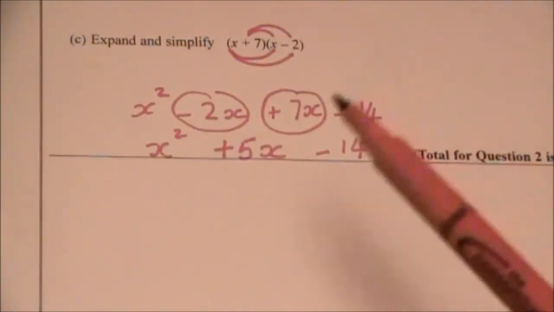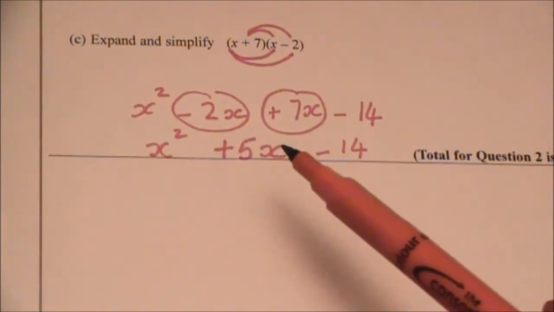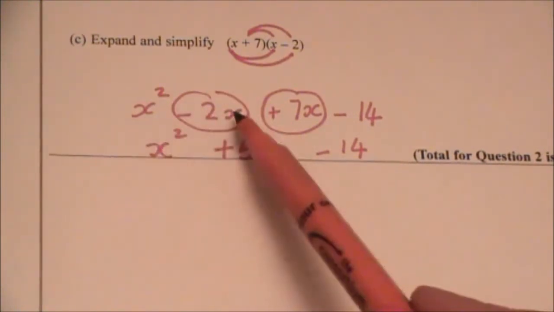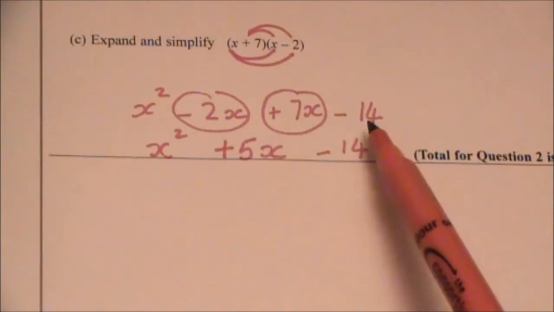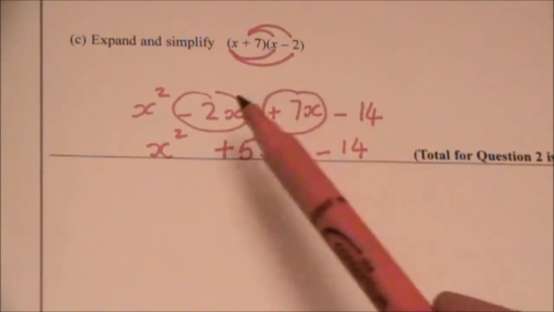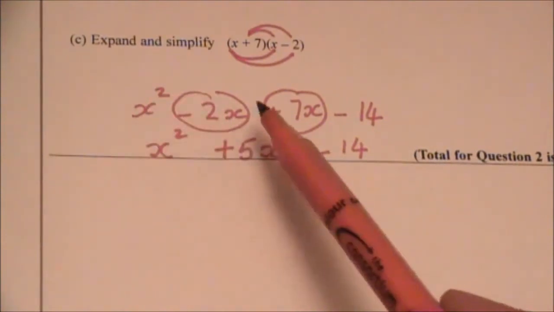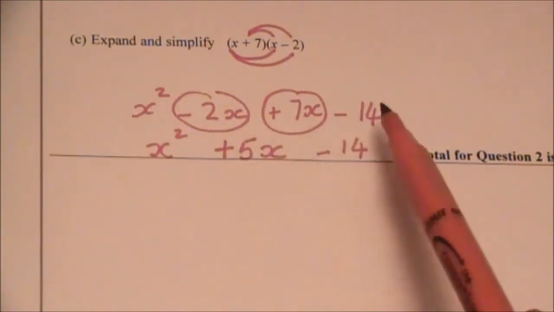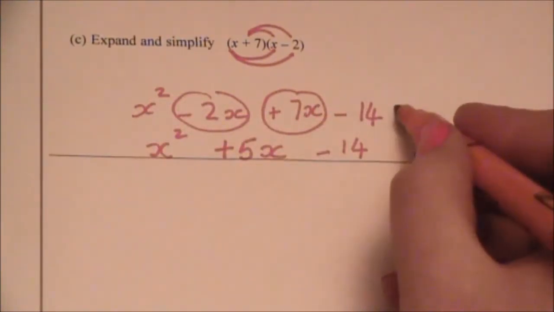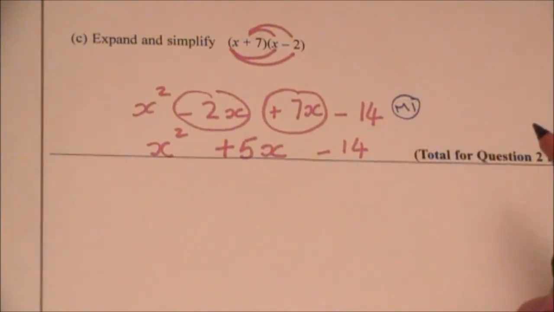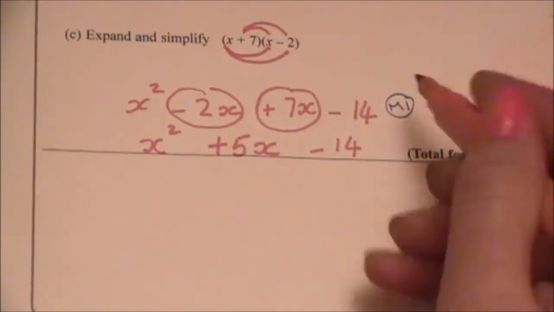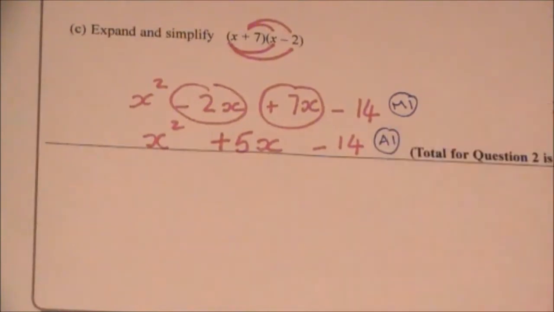The marks are distributed as 1 mark for all 4 terms correct with or without the signs. So it doesn't matter if you got the positives and negatives wrong, as long as you've got an x squared, a 2x, a 7x and a 14. So that would give you 1 mark, and then of course you get your answer mark.